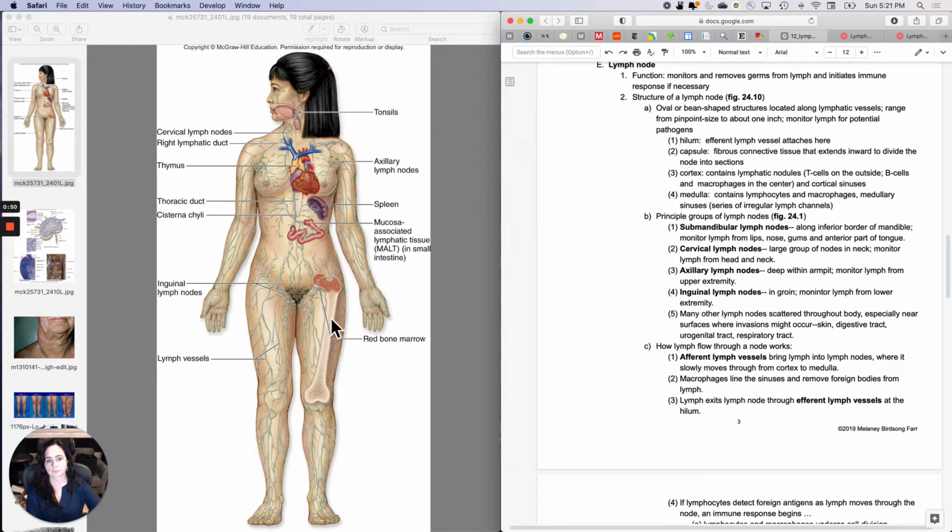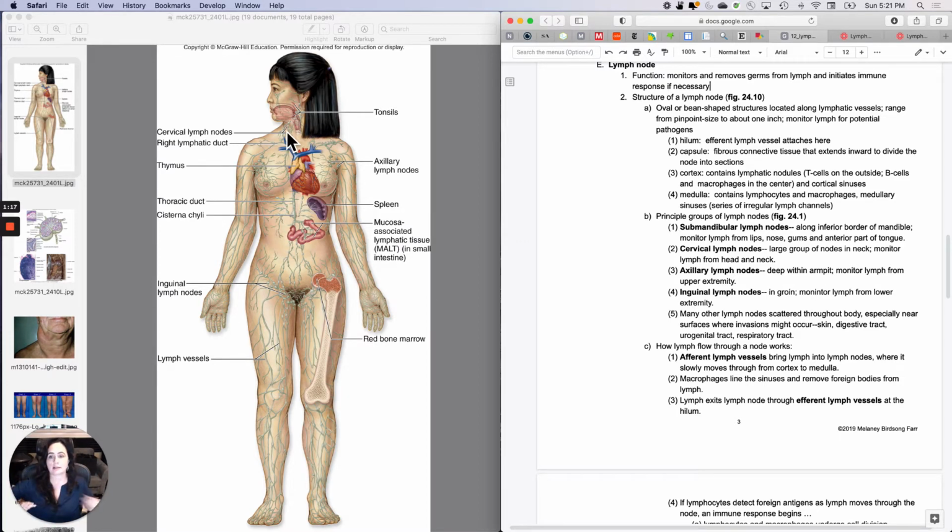So there are the submandibular lymph nodes, and they're along the inferior border of the mandible, and they kind of monitor lymph from the lips, nose, gum, anterior portion of the tongue. Then there are the cervical lymph nodes that are in your neck, right? So submandibular are here and cervical are here. It's a large group of lymph nodes that are in your neck. They monitor lymph from the head and neck. So it's coming down and going through these.